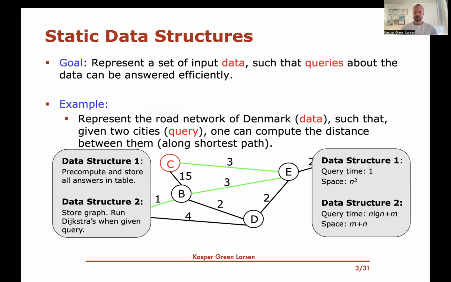Now, the first data structure here is super fast in answering queries. It's constant time lookups, but the space is quadratic. You store something for every pair of nodes in the graph. And at least for sparse graphs where there are not so many edges, this is very wasteful in space. The second data structure has a very small space usage. You're just storing the graph, so it's linear, m plus n, where m is the number of edges and n is the number of nodes. The query time is the time it takes to run Dijkstra. So with a Fibonacci heap, this is something like n log n plus m. So this is much slower query time.